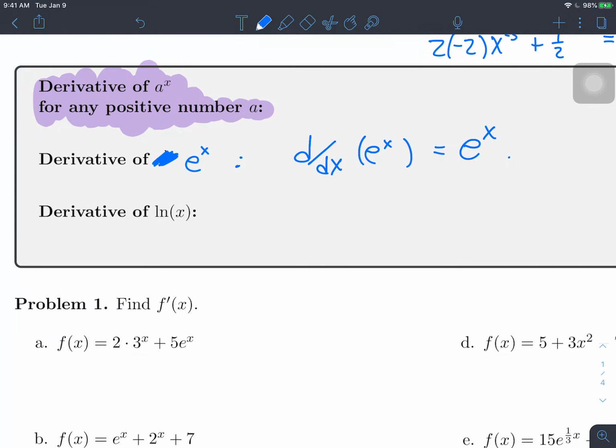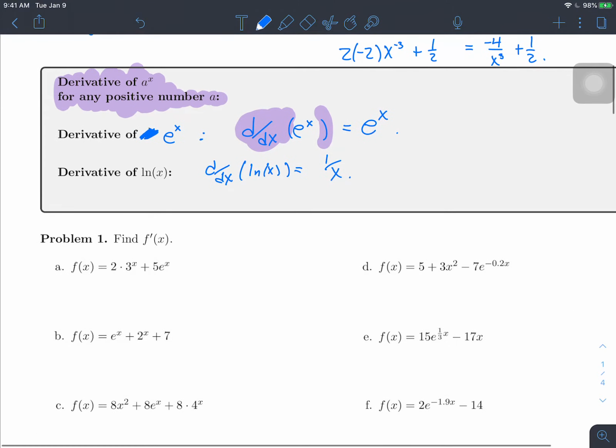The next rule is the derivative of ln of x. It's not quite as simple, but it's pretty simple. It's just d dx of ln of x equals 1 over x. Great. So, two new derivative rules. I want to remind you that this notation, when I write d dx and then these parentheses, means do the derivative of whatever's on the inside.